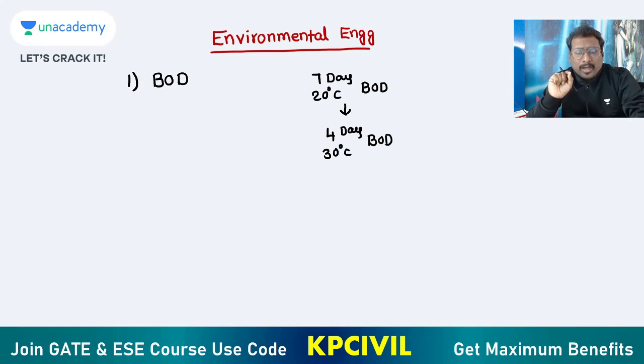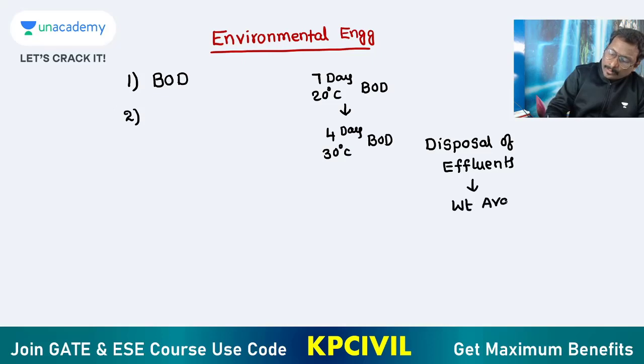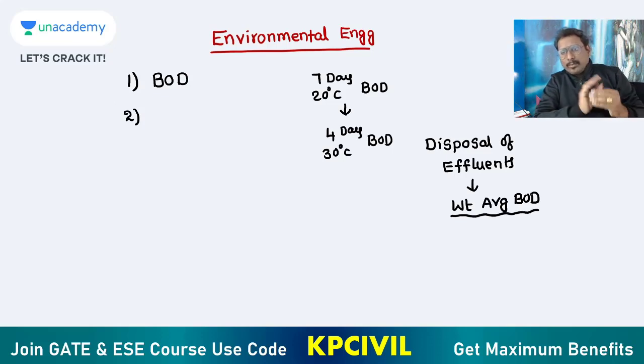If you want, verify how many questions on BOD were in the previous papers, so that you remember BOD is very, very important for you. And also the same BOD they will ask in disposal of effluents by weighted average. You just verify the previous year question. In disposal of effluents, the weighted average of BOD is considered with some small calculation. One previous question is there, same model or just a small modification with the same model they will give. So go through disposal of effluents to understand the weighted average of BOD.